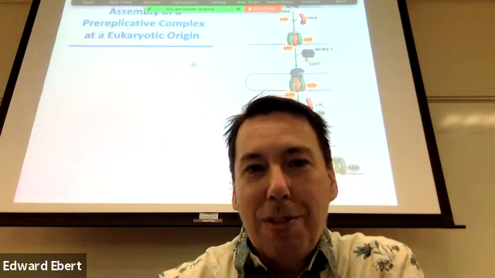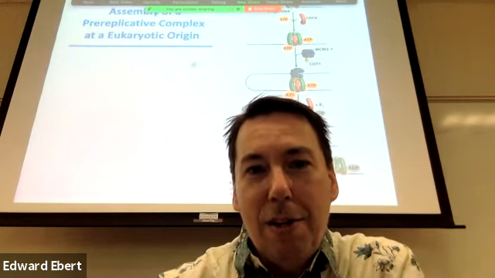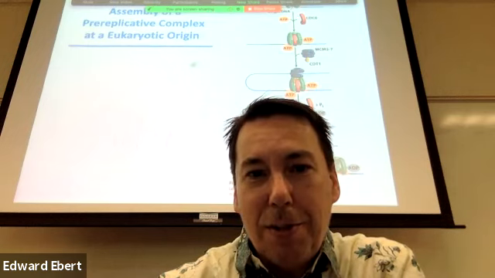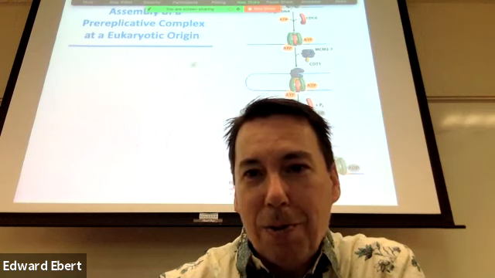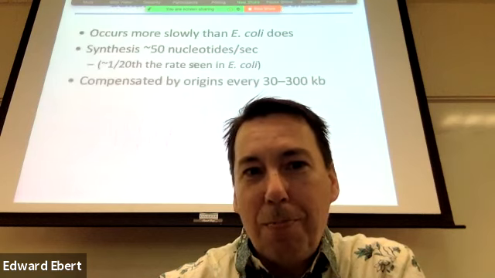Okay, so we can see that our ORCs will bind to the origin DNA, and then they'll initiate the binding of all these other cyclin-dependent compounds and so on and so forth. And we see our whole thing going here.